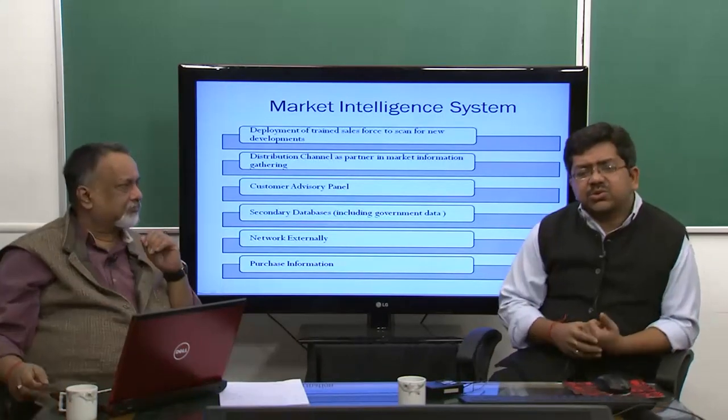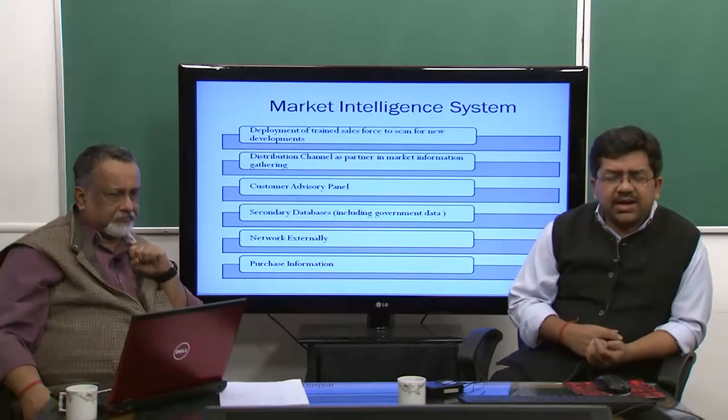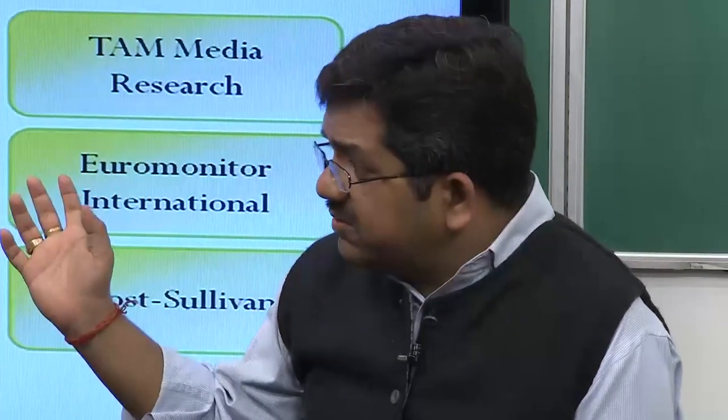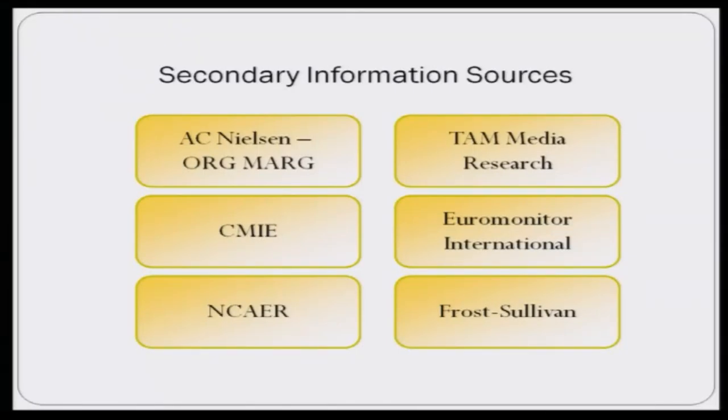So then you also have the sources of information in the form of secondary databases. This includes the data generated from the government side, demographic data, and data about the economic aspects of the country. So all those things are very important. There are quite a few companies besides these which I have mentioned that generate secondary information data, like AC Nielsen, CMIE, Euromonitor, Frost & Sullivan. They all come with overall market data, and their own assessment of customer needs and trends. So these are another important data source, which can be integrated with the other information available inside the organization.